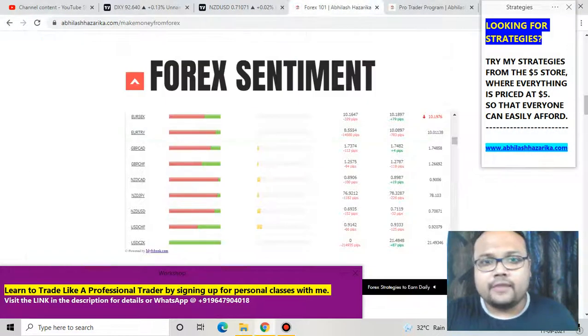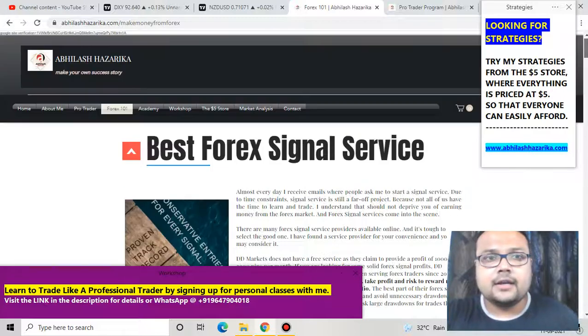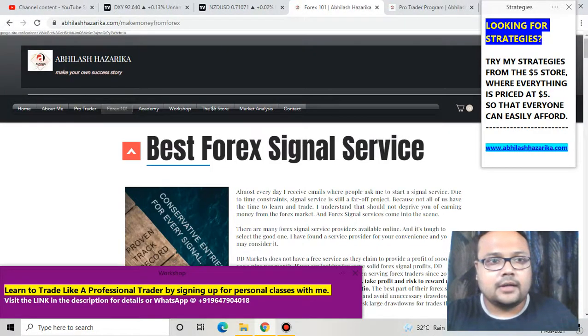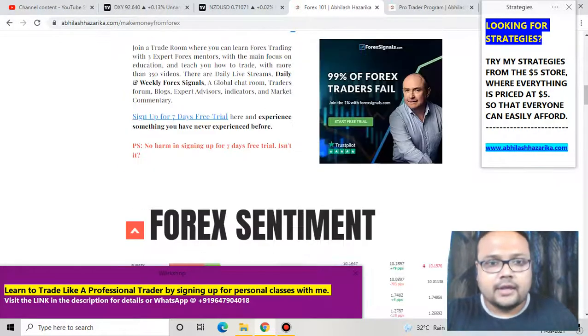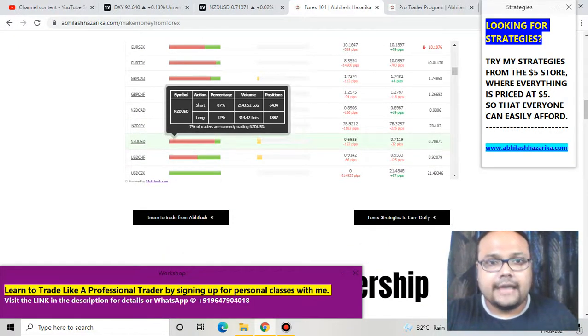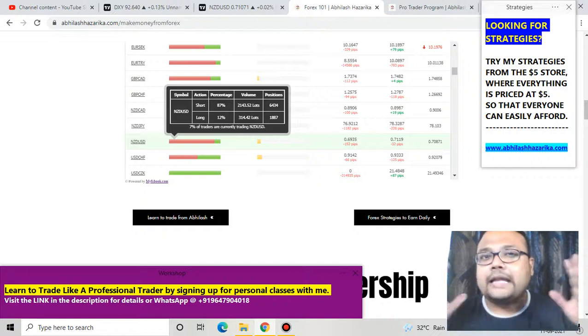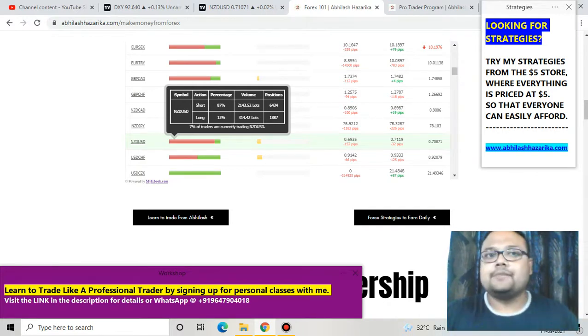And if you look at the Forex sentiment meter here, you'll find the Forex sentiment meter on my website, avilashhazarika.com, under the Forex 101 section. In the Forex sentiment meter, you can see that 87% of retail traders have taken short positions and 12% have taken long positions. And as we all know, more than 90% of retail traders lose money. So be careful, do not follow the crowd, trade wisely, trade with proper analysis.